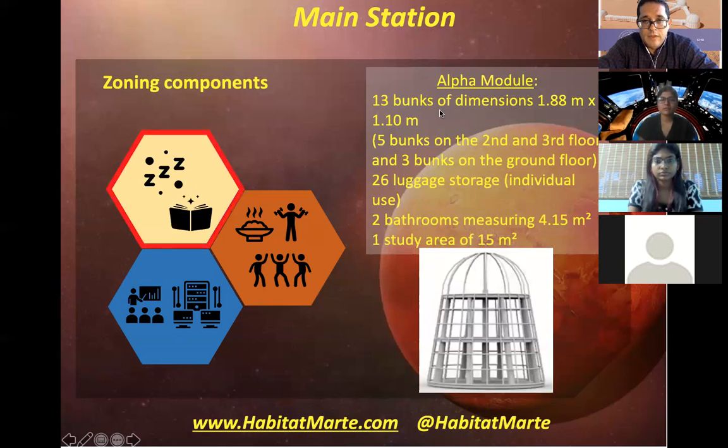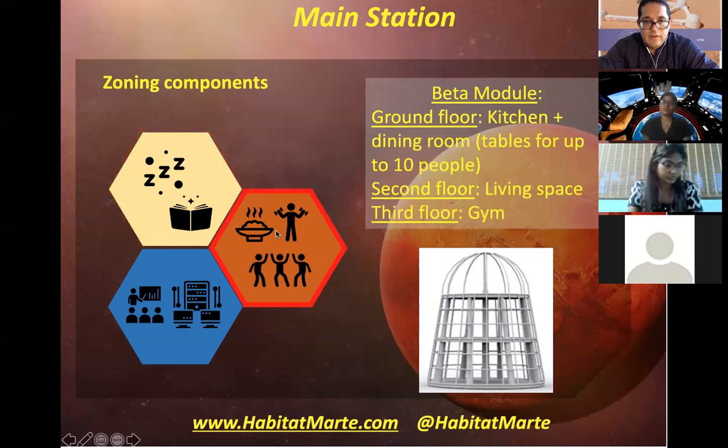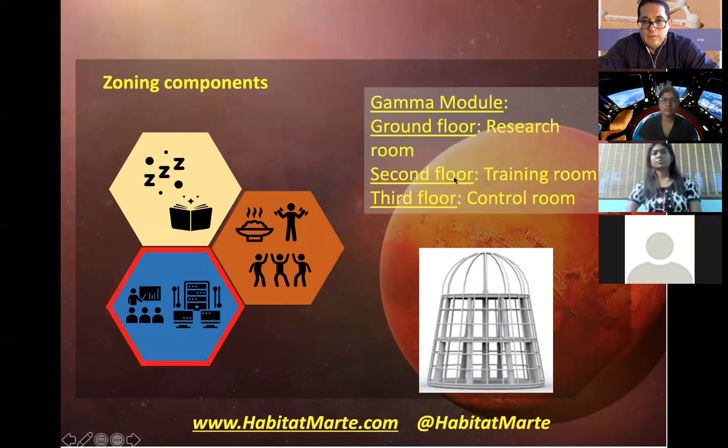And in the alpha model, we have 13 bunks. In these bunks, we also have an area for luggage storage, bathrooms, and a study area. In the second, the beta model, we have the kitchen, dining room, and on the second floor, the living space and also the gym. And in the third model, we have the research room, training room, and control center.